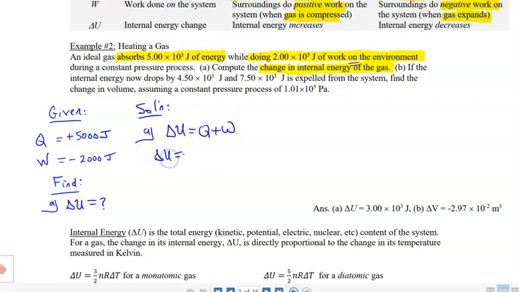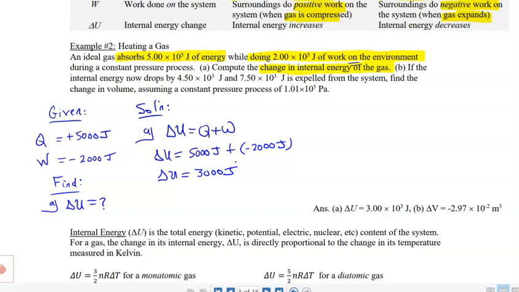So delta U would be equal to 5,000 joules of thermal energy that flowed in, plus negative 2,000 joules of work being done. So this gives you a change of internal energy of 3,000 joules. So even though 5,000 joules flowed into the system by heating, the gas was allowed to expand and 2,000 joules flowed out. And so the net energy that the gas gains is simply 3,000 joules.